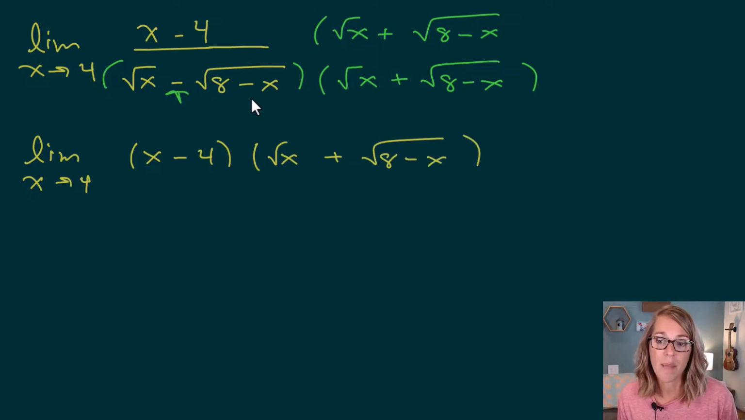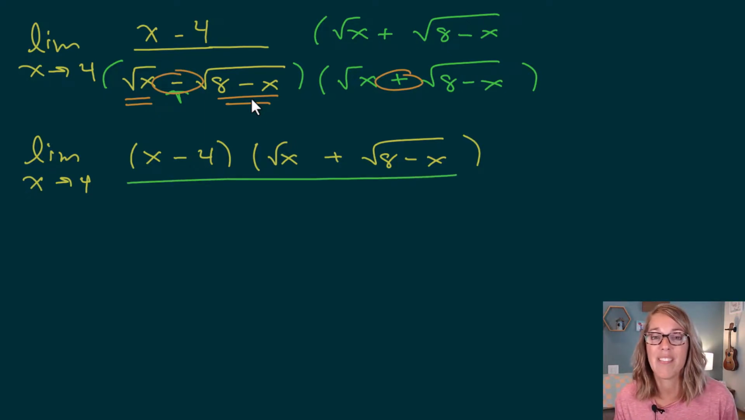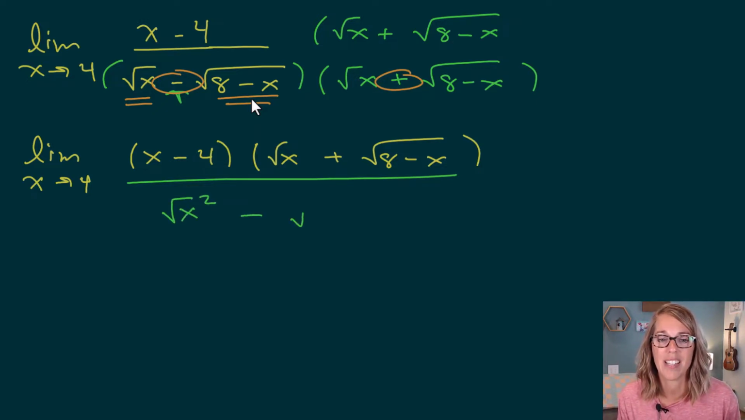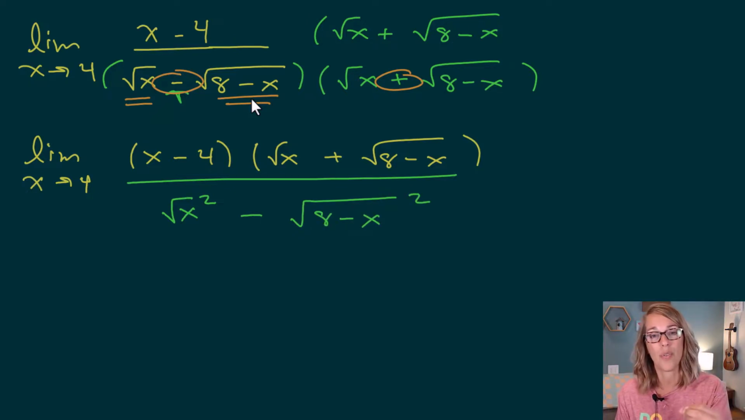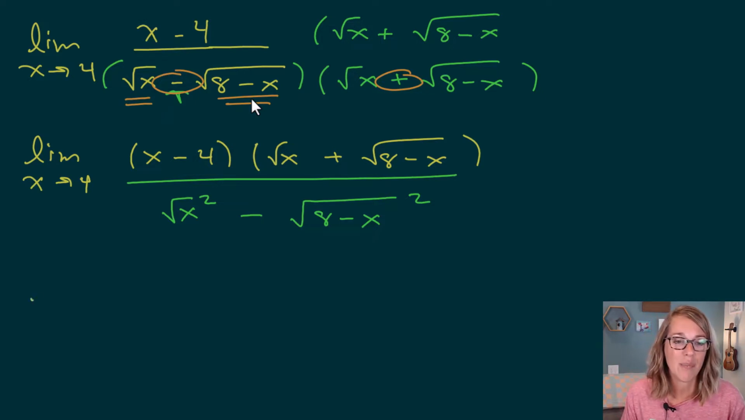In my denominator, I'm going to use a difference of squares. It's the radical x squared and the radical 8 minus x squared. That minus and the plus is going to give me the difference of squares, or a minus. So I end up with the square root of x squared minus the square root of 8 minus x squared. You could FOIL that whole thing through, but the middle terms are going to cancel for you, which makes it really nice. Again, I am leaving the numerator alone.